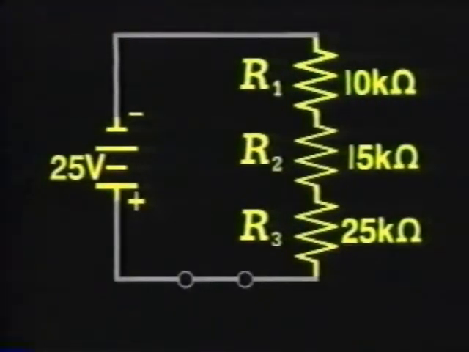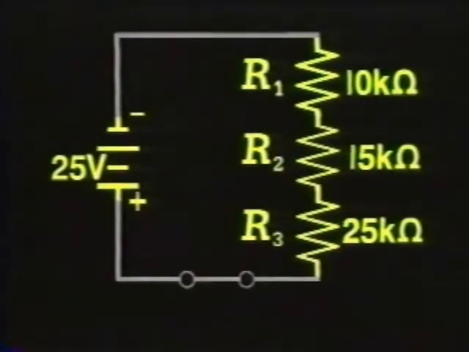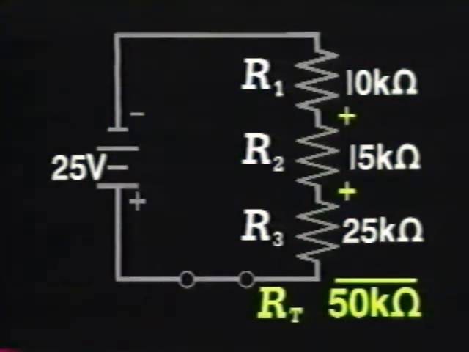Let's work through another problem, this time using circuit values that you'd be more likely to find in a real application. This new circuit has a supply voltage of 25 volts. R1 is 10 k ohms. R2 is 15 k ohms. R3 is 25 k ohms. Total resistance equals the sum of these. 10K plus 15K plus 25K equals 50K ohms.